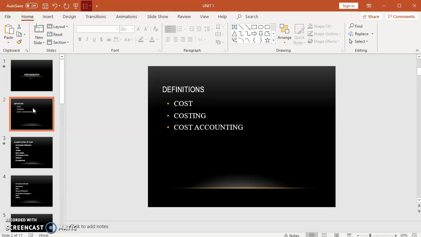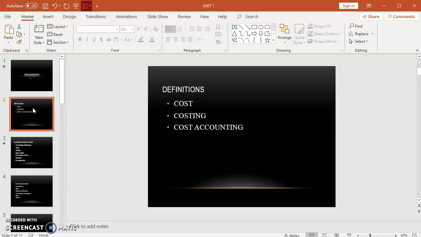Next, we have costing. Cost is a term, whereas costing is a process for determining the cost. It may be called a technique for ascertaining the cost of production of any product or service in the business organization. Whatever cost you are paying for buying a product, in some way or other you need to determine what should be the value of a certain product. So the process in which you are determining the value of a product is known as costing.